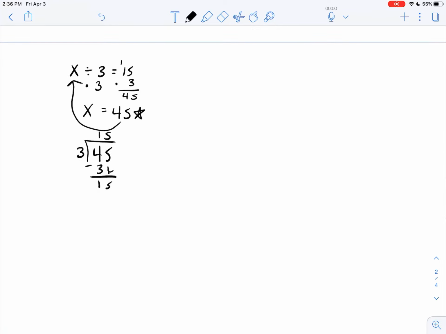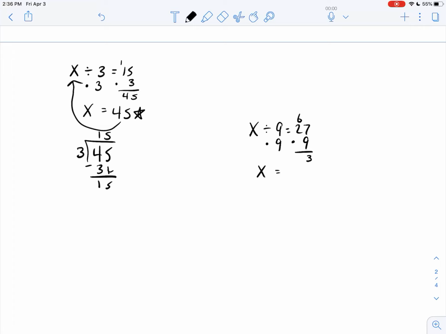Alright. Let's try another one. x divided by 9 equals 27. Again, we need to do the opposite of what this is while isolating x. So let's go ahead and multiply by 9 on both sides. x equals 27 times 9. That's going to give us 63.